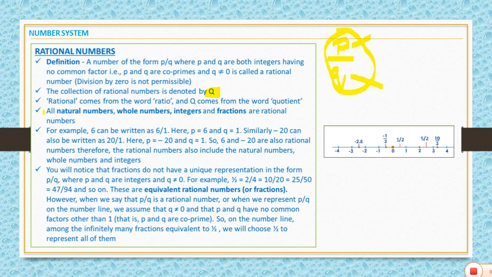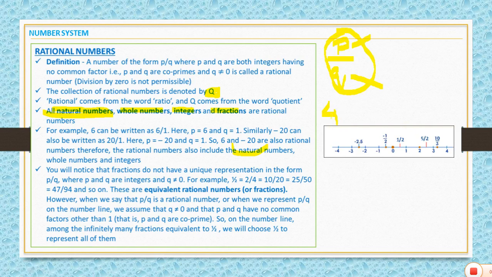Now, all the natural numbers, whole numbers, integers, fractions, they all are rational numbers. Let's take an example of each and every set. First of all, let's take 4. 4 is a natural number. Ma'am, this is not in fraction form. This is not in p by q form. How can you say this कि ये rational number है? Such question might be coming in your mind, right?